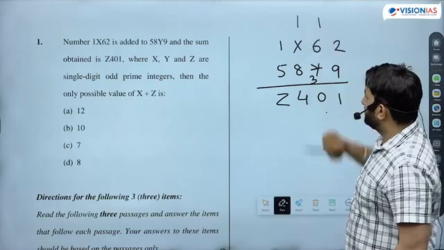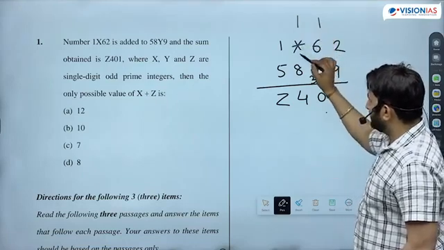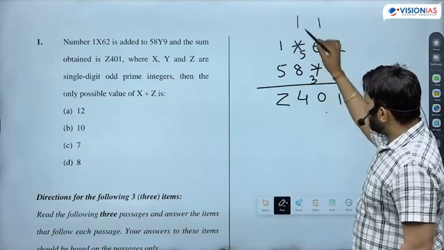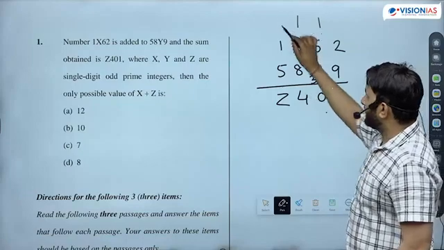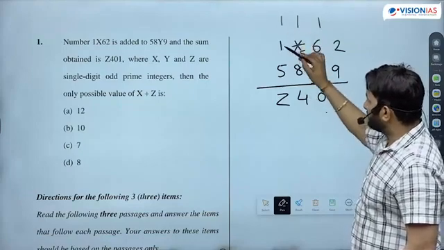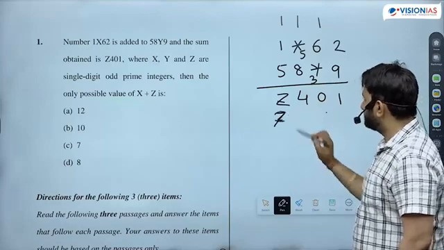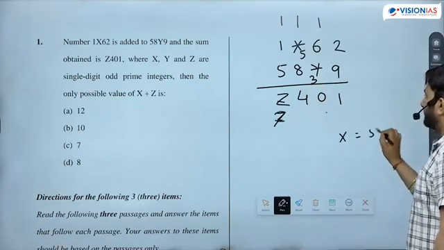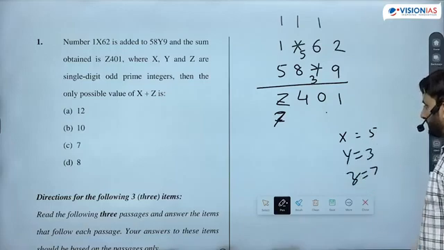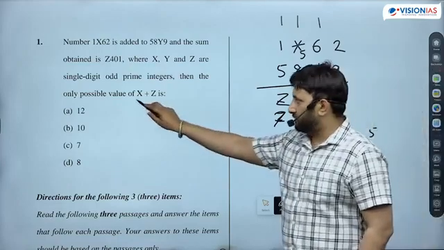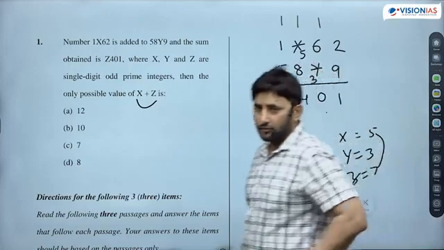1 will go there. 1 plus 8 is 9. So x has to be 5. So 1 plus 5, 6. 6 plus 8 is 14. So 4 is here. 1 will go as a carry forward. So 1 plus 1 is 2. 2 plus 5 is 7. So from here we are getting x is equal to 5, y is equal to 3, and z is equal to 7. We have to find the value of x plus z. So 5 plus 7, answer will be 12. I hope you have done this.